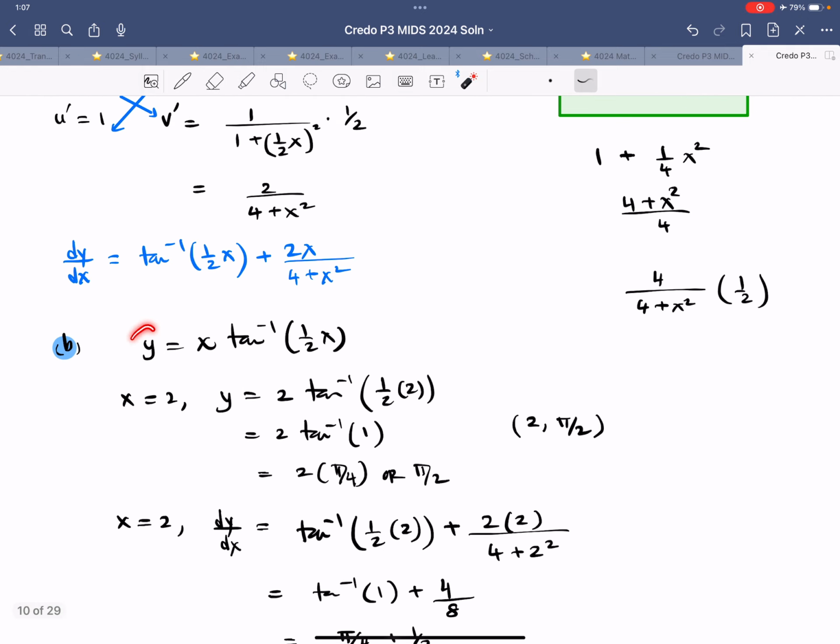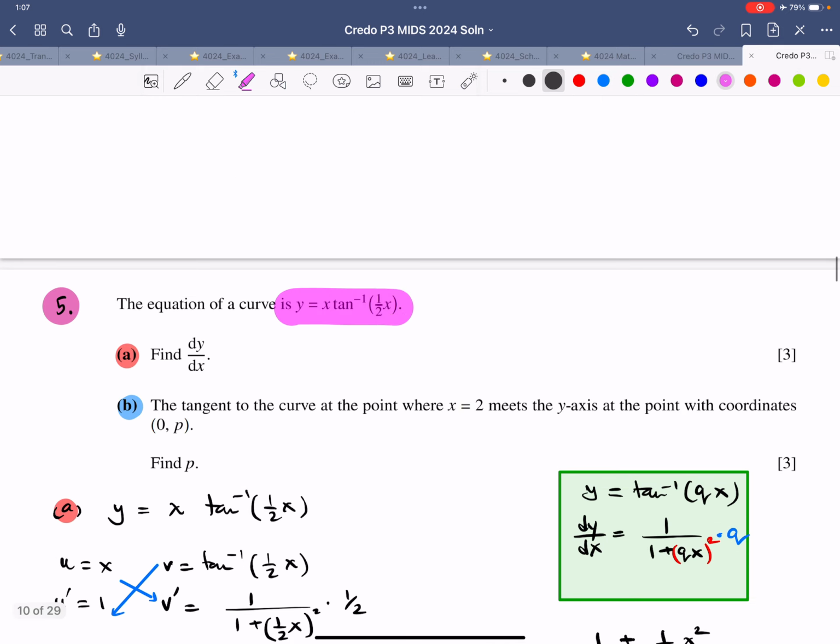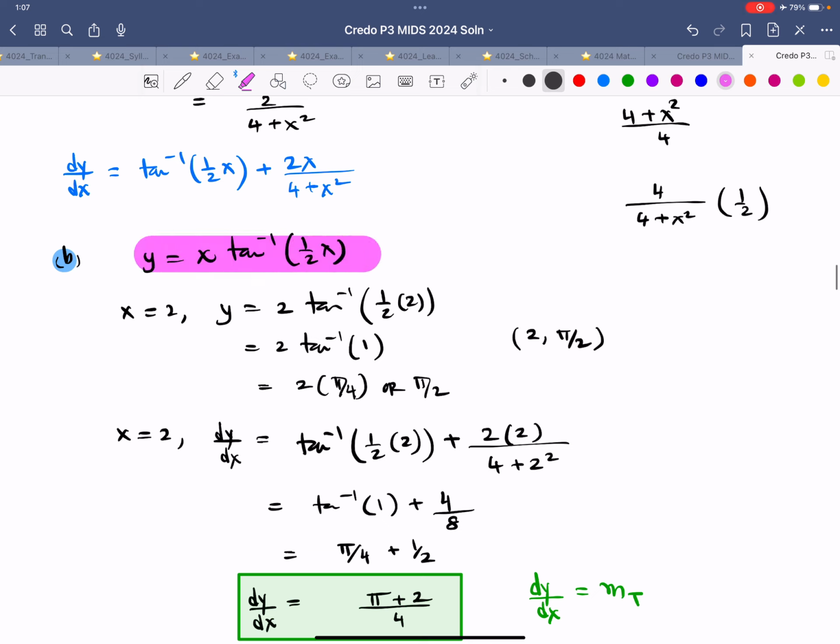Now, this is the equation, the original equation. So let me highlight this, hold for a second. So that's the original equation. When I plug in x is equal to 2, I get y as pi by 2. Therefore, this is the coordinate that I get.